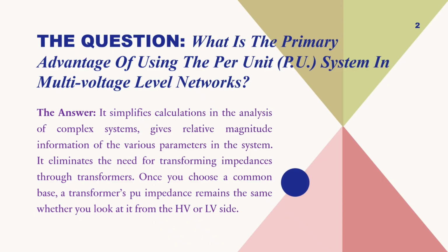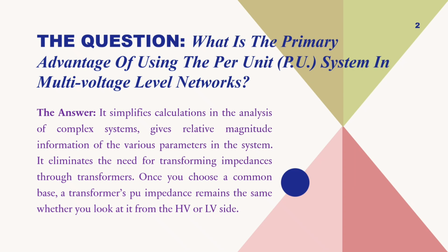And also it eliminates the need for transforming impedances through transformers. That is, once you choose a common base value, a transformer's per unit impedance remains the same whether you look at it from the HV side or LV side.